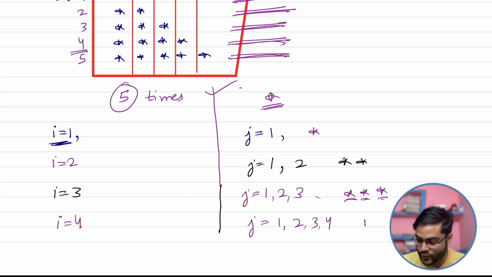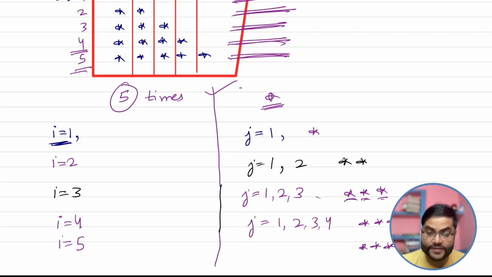Okay, so 4 times star should be printed. Now when i equals 5, how many times should star be printed in a line? In a line, please notice this. How many times should star be printed in a line? 5 times. So how many times should the inside loop run? 5 times, right?